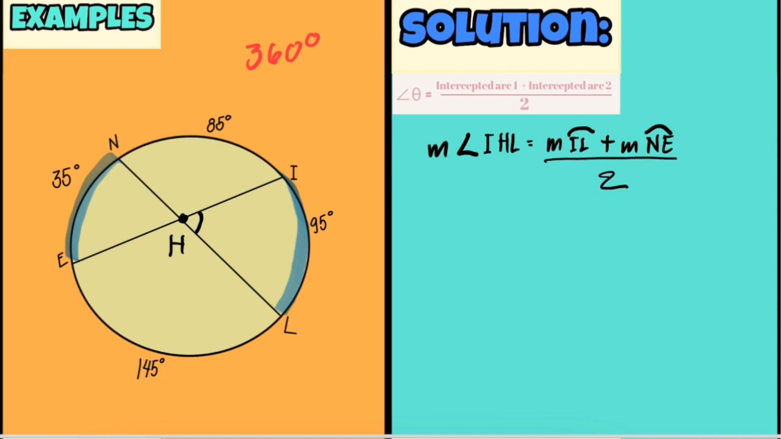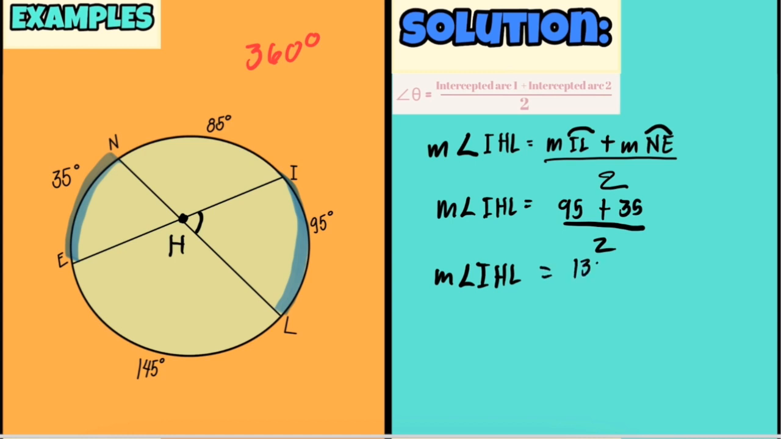So the next step is to simply substitute. So we have the measurement of angle IHL equal to IL, which is 95. Again, since there's the letter M for measurement, you don't have to put the degrees anymore. Plus, for NE, that's 35. Then divided by 2. So the measurement of IHL is equal to 95 plus 35, that's 130, divided by 2. This will give us 65. So this helps us in identifying our first angle here. This one is 65 degrees.